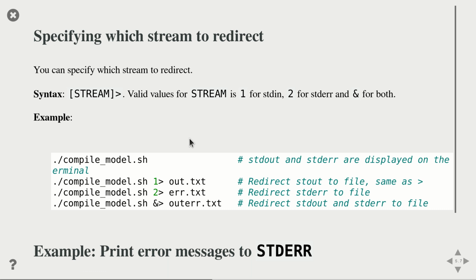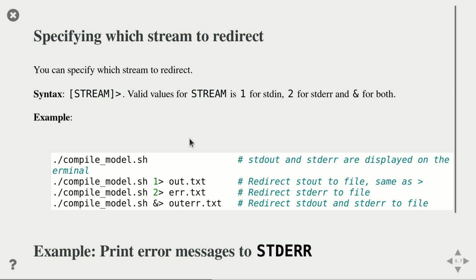And the way you do that is a more general syntax. So instead of just using the angle bracket, you specify which stream you want to redirect. And essentially you have options: either 1 for standard out, or 2 for standard error, and an ampersand if you want to redirect both.